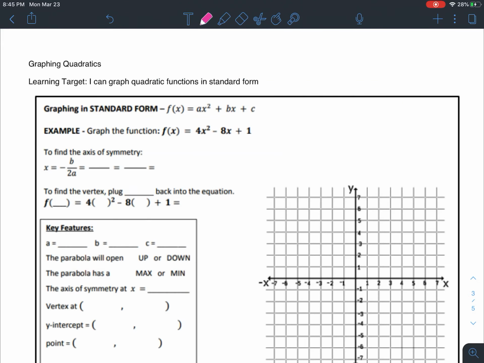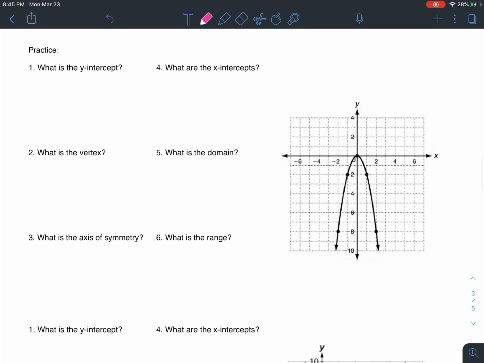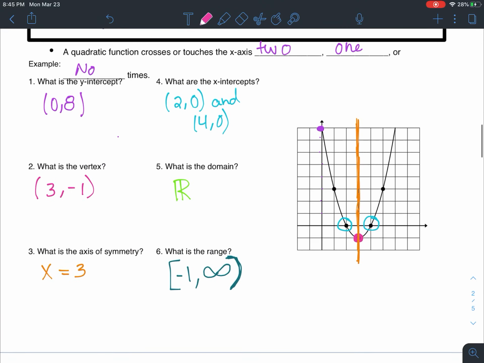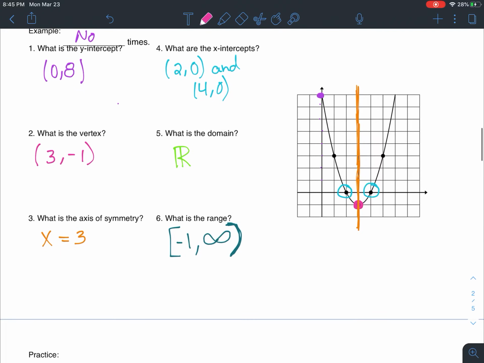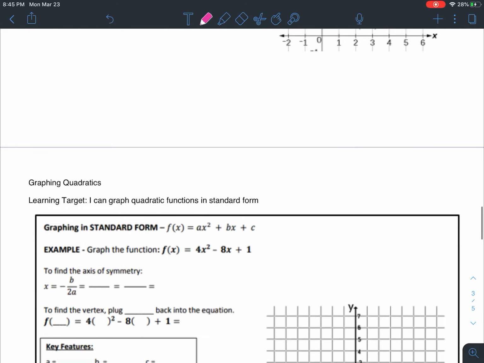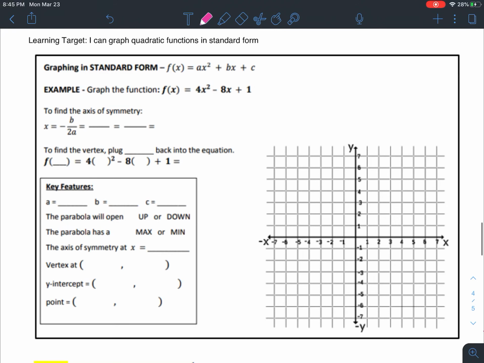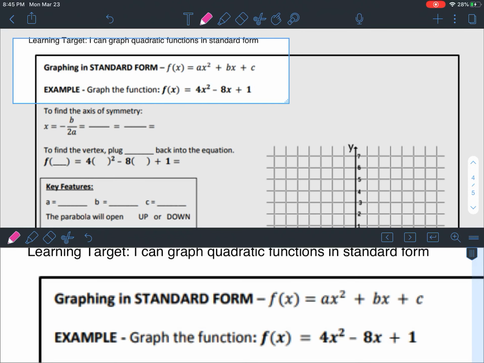So you guys have spent a little bit of time practicing like up above. You guys spent some time on these two problems, practicing them, and we also did some notes with this, finding the y-intercept by looking at a graph, finding x-intercepts by looking at a graph, identifying the vertex, the domain, the axis of symmetry, and the range. So today we are going to move on, and you guys are actually going to be able to graph these today.